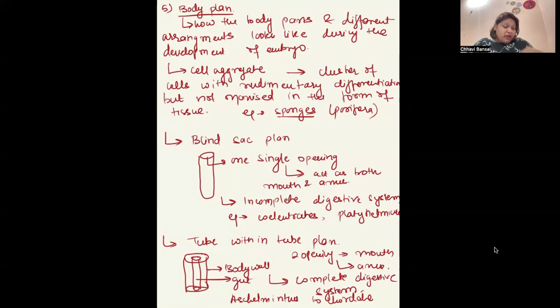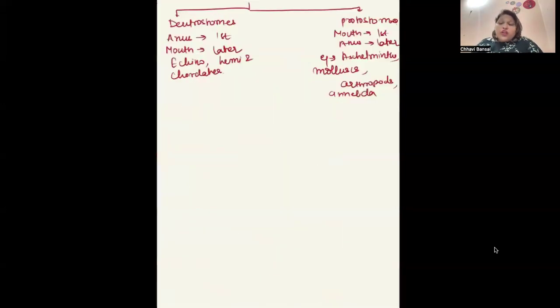Next is tube within tube plan. Now, tube within tube plan is like one cylinder, and then there is a smaller cylinder inside. So the outer cylinder is our body wall, and the smaller cylinder inside is our gut. Right? So it has two openings. One acts as a mouth, and the other acts as an anus. So when there are two openings, it is called a complete digestive system. Now, on the basis of what developed first, the organisms can be of two types, deuterostomes and protostomes. Protostomes are the ones in which mouth is developed first and anus later. In deuterostomes, anus is developed first and mouth later. We are deuterostomes. Chordates are deuterostomes. Okay, this is what body plan is.